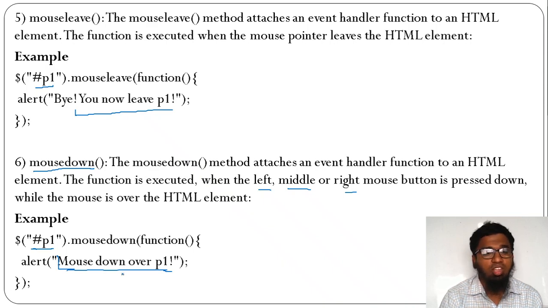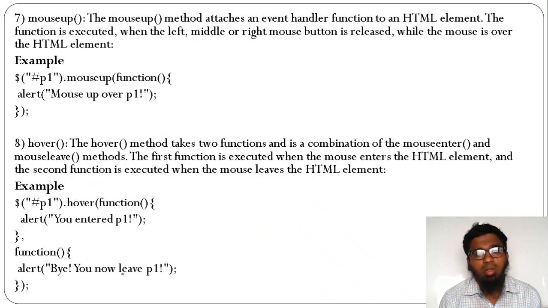So this is about the sixth one, mouse down. Now the seventh one is mouse up. The mouse up method attaches an event handler function to an HTML element. The function is executed when the left, middle or right button is released.